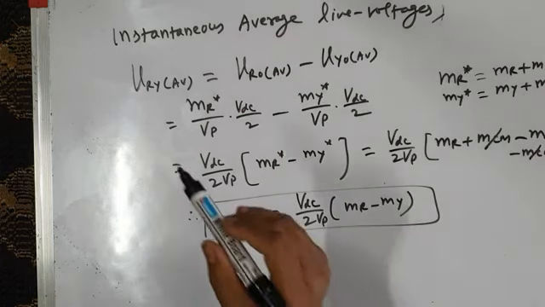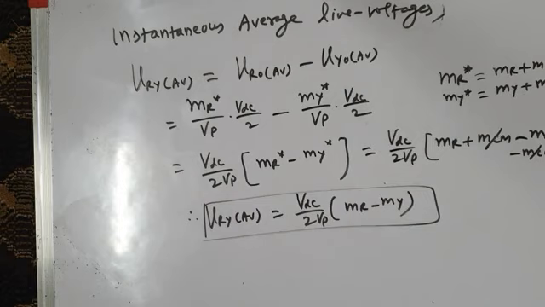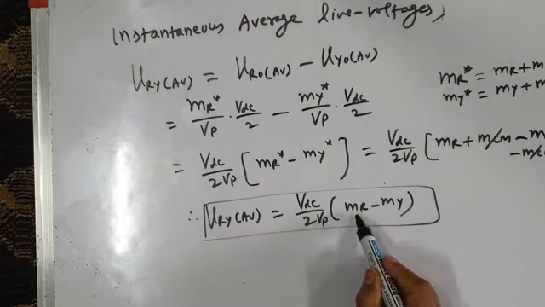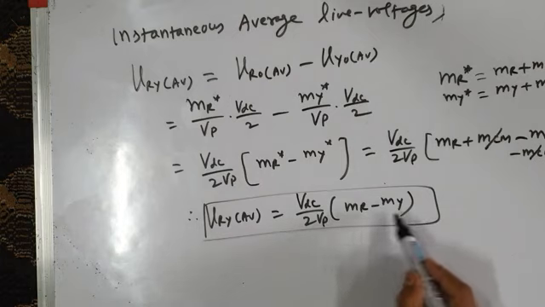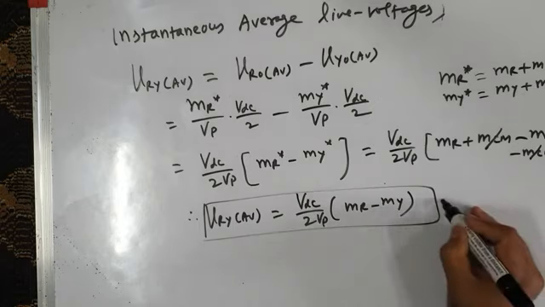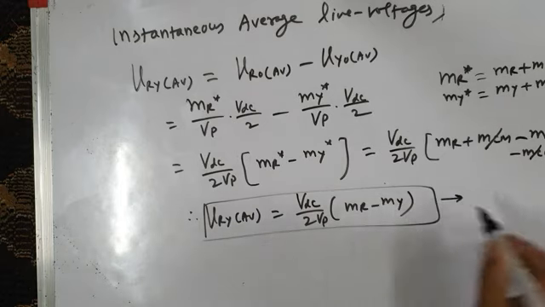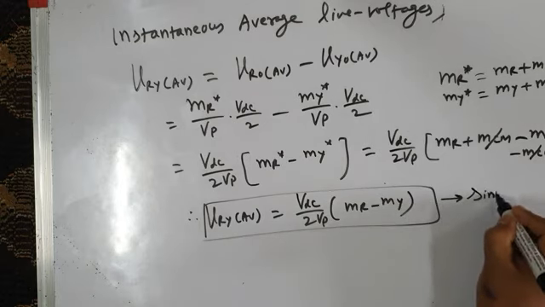Therefore, although my modified modulating waves are non-sinusoidal, which makes pole voltages also non-sinusoidal, my line voltages are sinusoidal. Since MR is Vm sin omega t and MY is Vm sin of omega t minus 120 degrees, both are original modulating waves. They are sinusoidal. So my line voltage VRY average is also sinusoidal in nature.